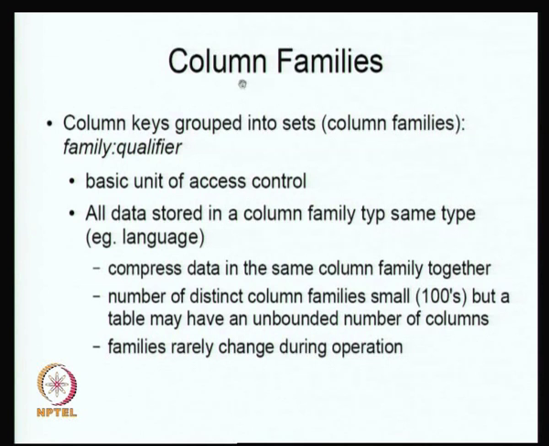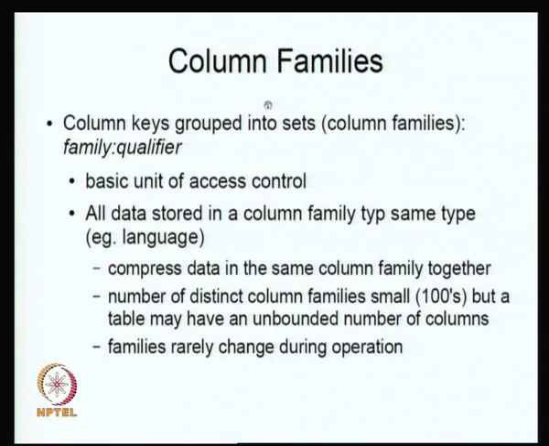Another thing that they have is what they call column families. Column keys are grouped into sets, and this is the family and the qualifier. For example, the family could be language. The good thing about this is that all data stored in a column family is typically the same type, and they might even have the same type of data also. So because of this, you can compress data in the same column family together, and you get much better compression ratios.